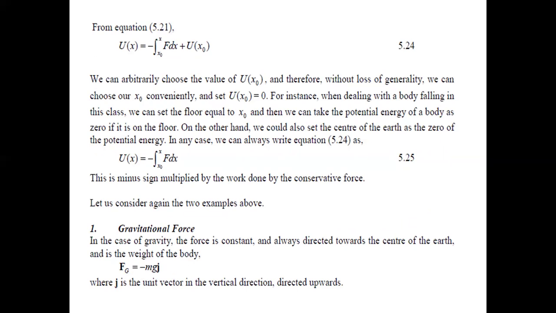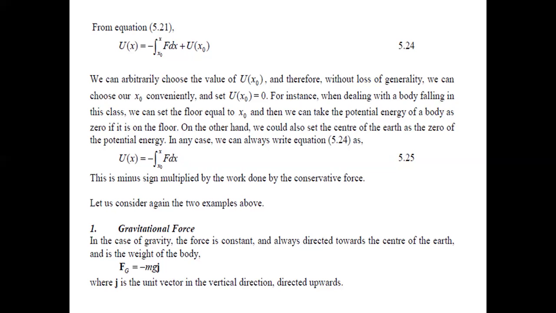As I said earlier, we can actually choose the value of U of x naught, and therefore, without loss of generality, we can choose our x naught conveniently and set U of x naught equal to 0. For example, when dealing with a body falling in this class, we can set the floor equal to x naught, and then we can take the potential energy of a body as 0 if it is on the floor. That makes plenty of sense. On the other hand, we can also set the center of the earth as the 0 of potential energy.